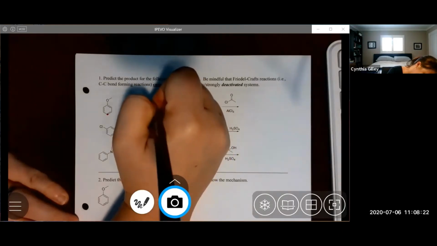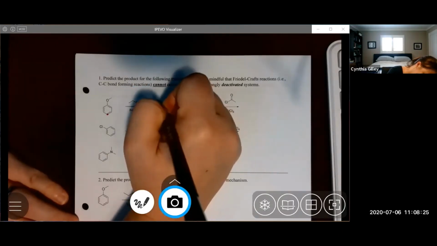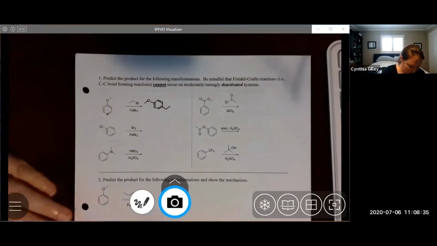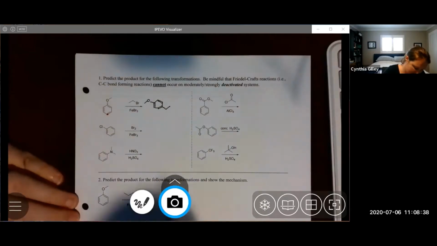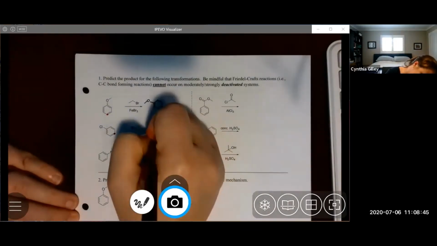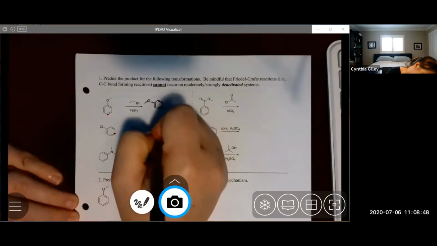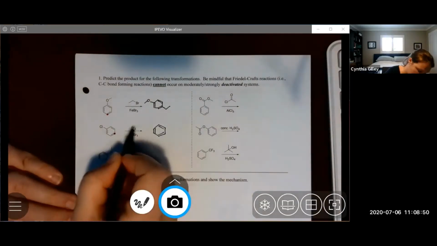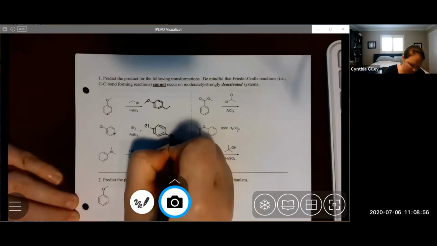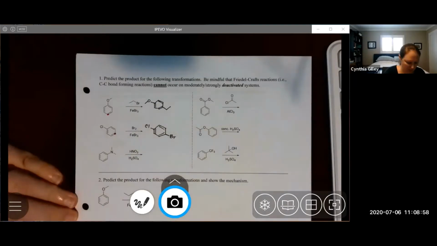And I'm just going to go ahead and rotate that a little bit so it fits. I don't want to draw too big or I won't have enough space. Okay, fluorines are ortho-para directors. Right? So remember that those direct para first. So that's the most activated position. So we can go ahead and put the incoming bromine right in that para position. So firstly, you want to figure out what you're adding, and then figure out where it's going to go.